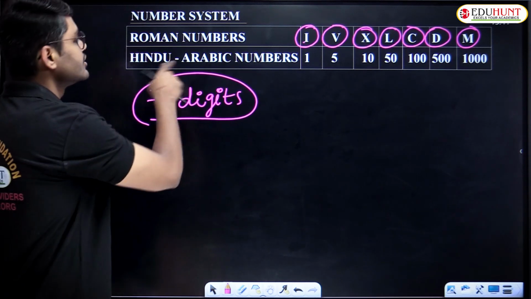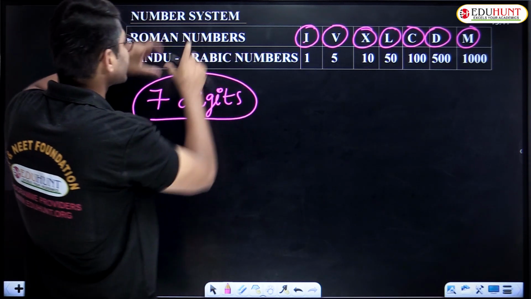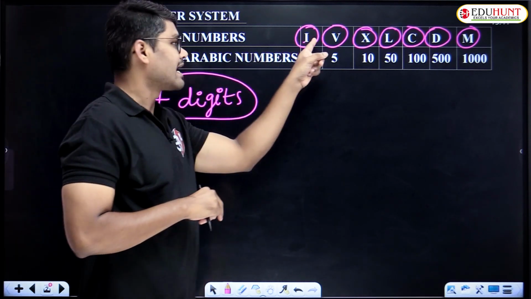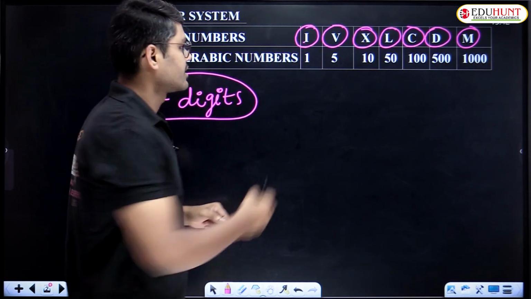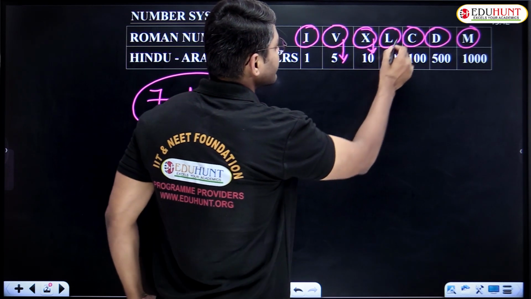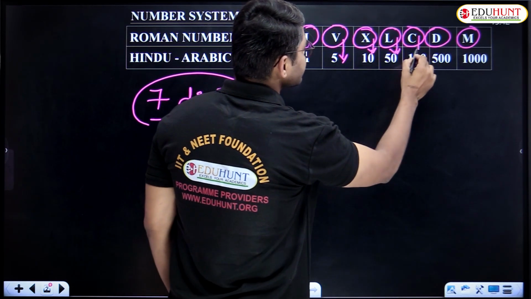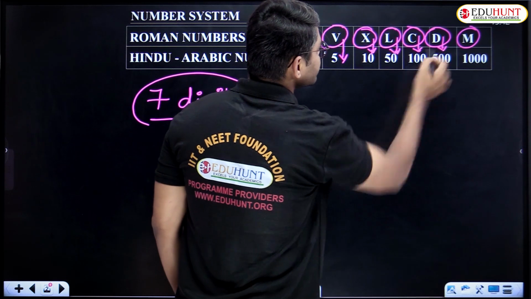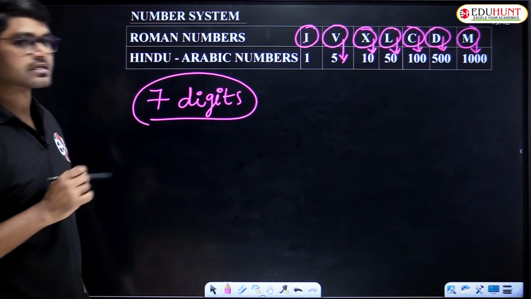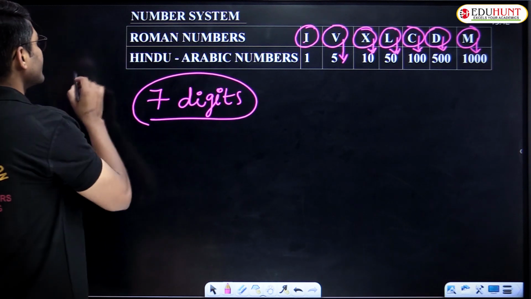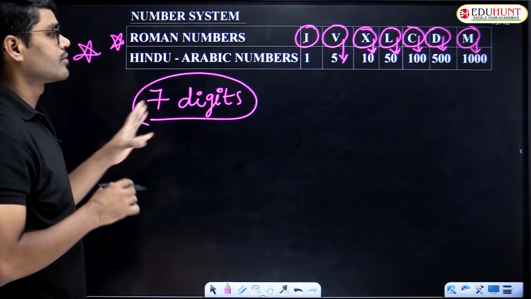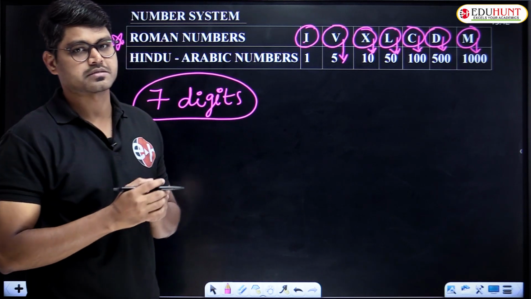In Hindu Arabic numbers, see, there is a comparison between Roman numbers and Hindu Arabic numbers. I means 1, V means 5, X means 10, L means 50, C means 100, D means 500, M means 1000. Did you understand, students? This table you have to remember. Otherwise, you cannot form the numbers in Roman numerals.